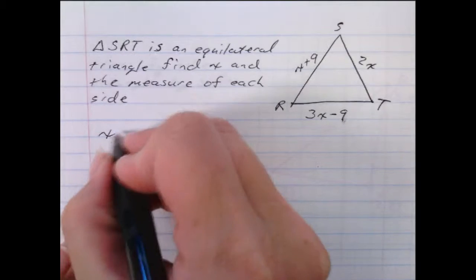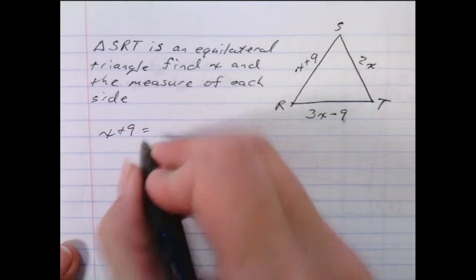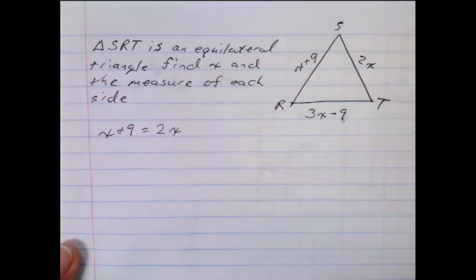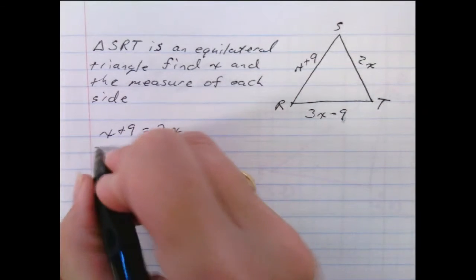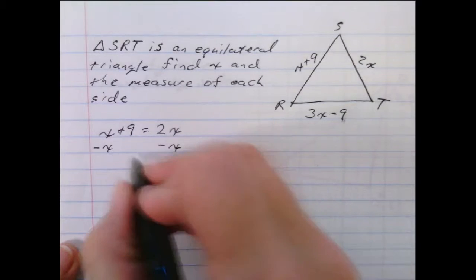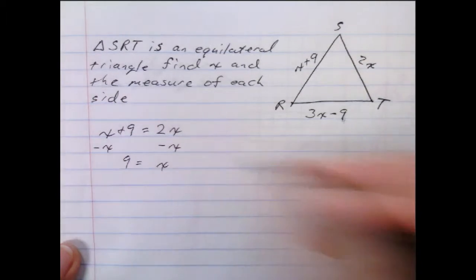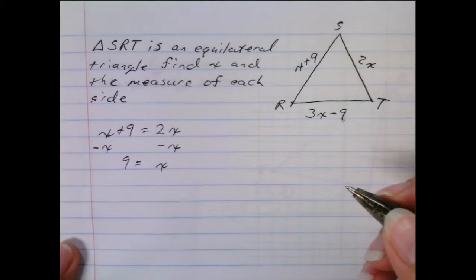So I'm going to set up x plus 9 equals 2x. And then I'm going to solve for x. So subtract x from both sides. I have 9 equals x. So that one was pretty simple.